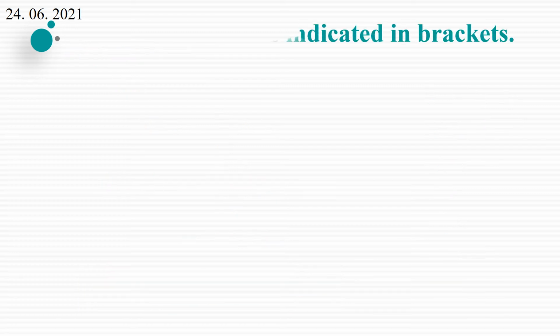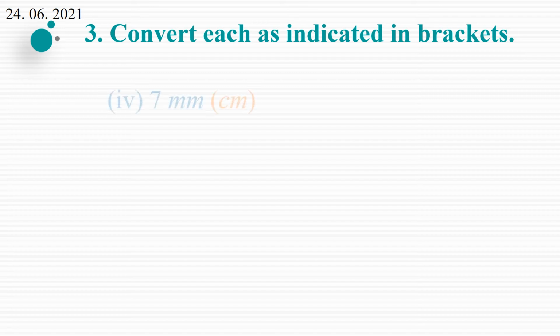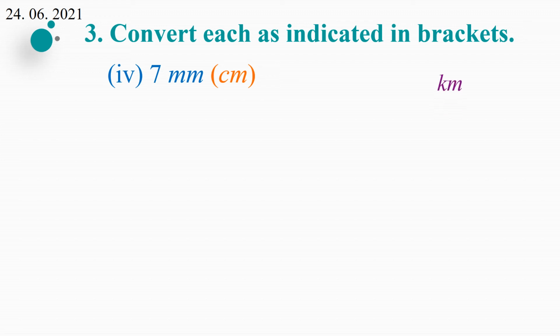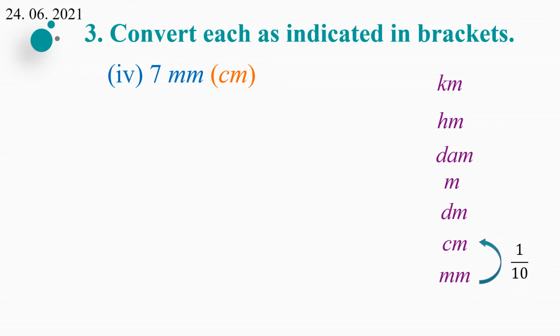Third Roman, convert each as indicated in brackets. Fourth one, 7 millimeter convert to centimeter. Let us find the solution. First, we want to write formula. Millimeter to centimeter. We have to move 1 step upward. We get 1 by 10. The formula is 1 millimeter equal to 1 by 10 centimeter.